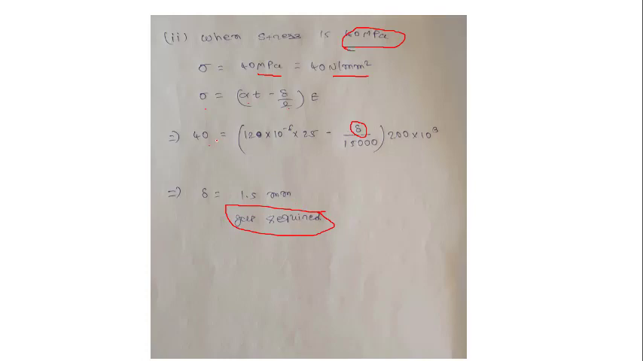So this is the example. If the thermal stress developed is 40 megapascal, then this much gap is required for the rail to expand. Okay, so this is an example of thermal stress, and it was asked in GTU for 7 marks, and it is an important question. Okay, thank you.